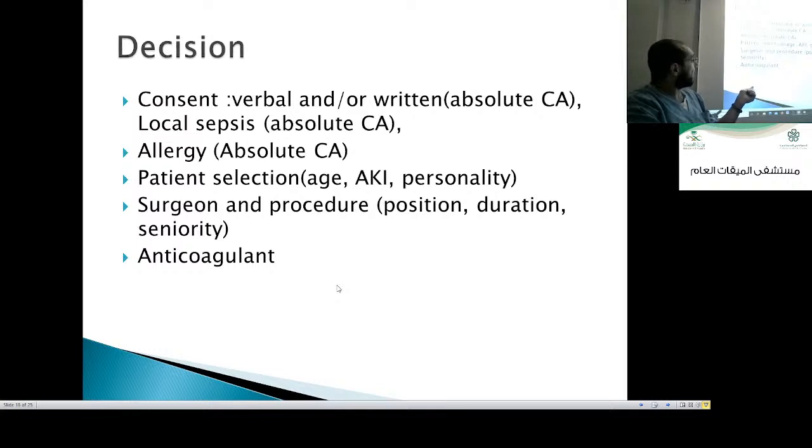And lastly, anticoagulant. This is a very big issue, and it's not our time or place now to discuss anticoagulants, but it's a relative contraindication, very important to consider in your regional anesthesia.